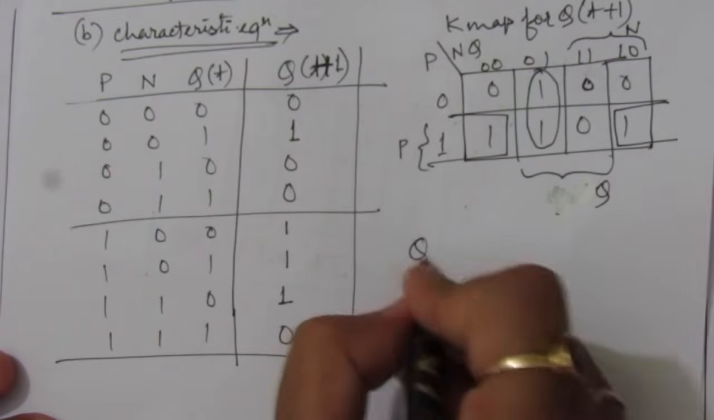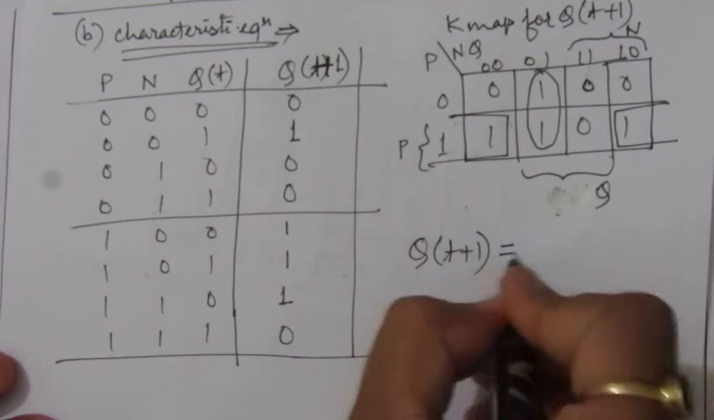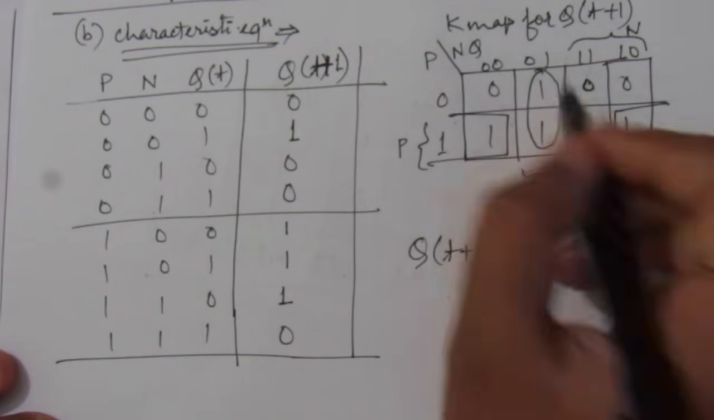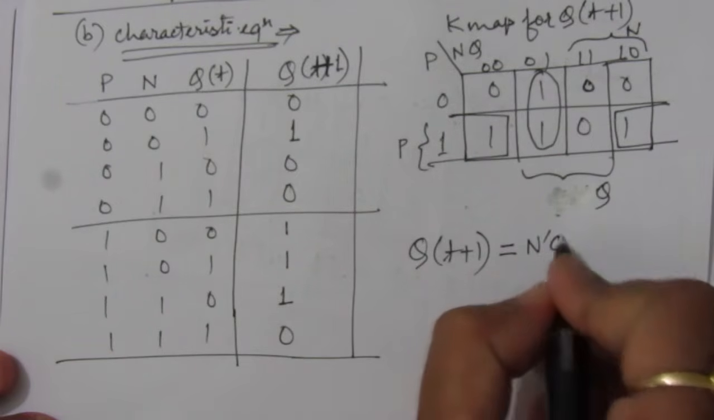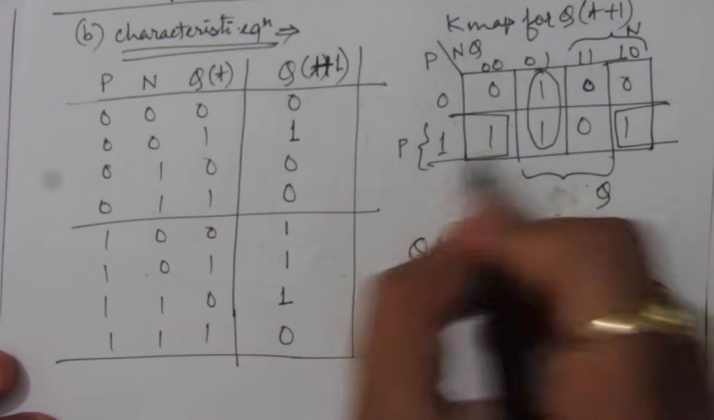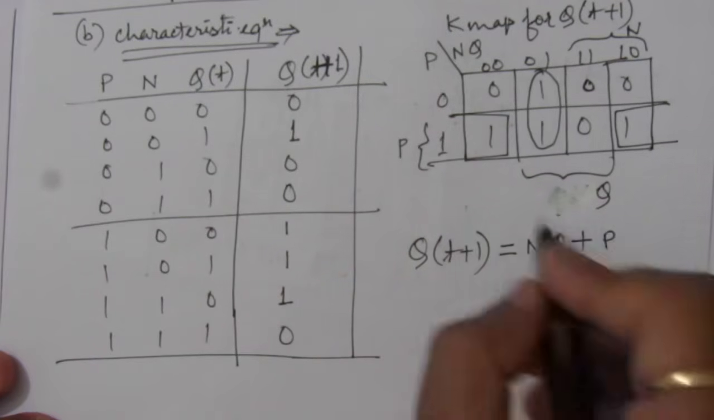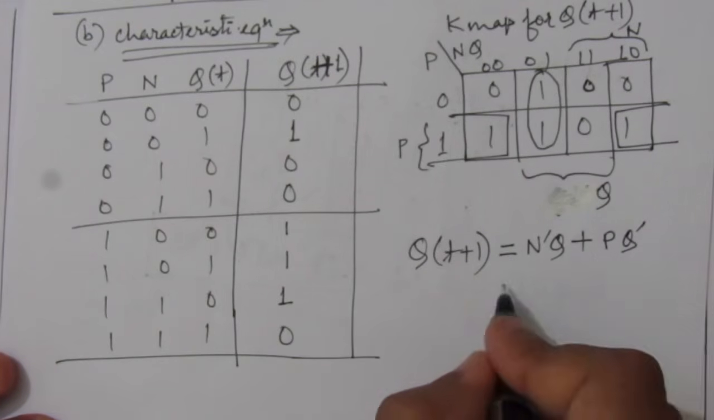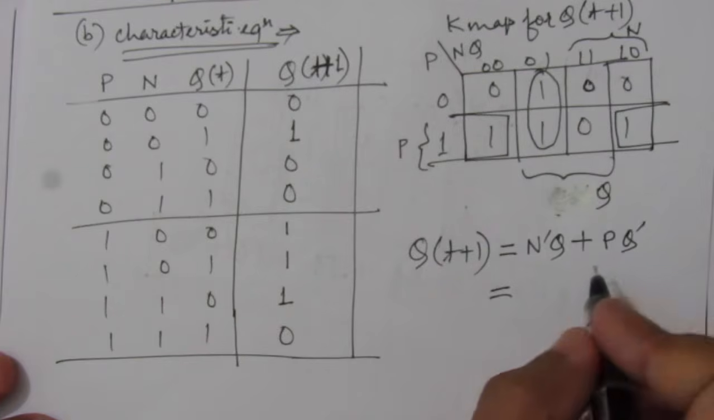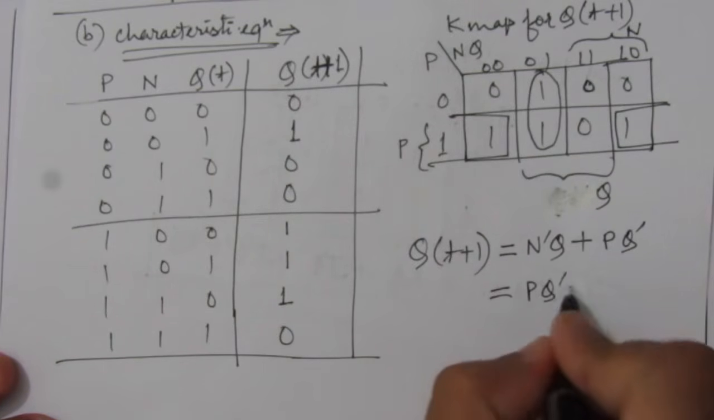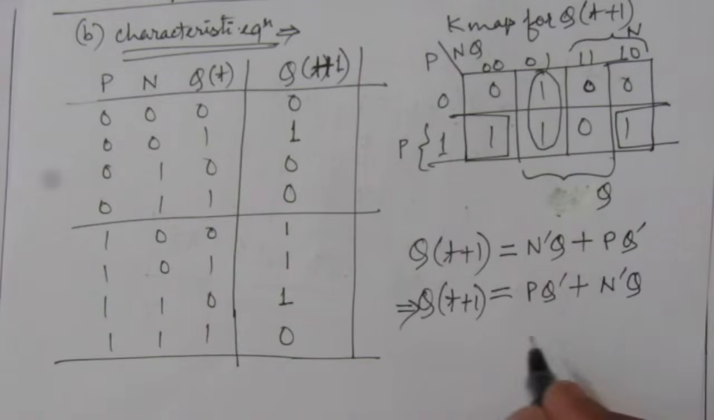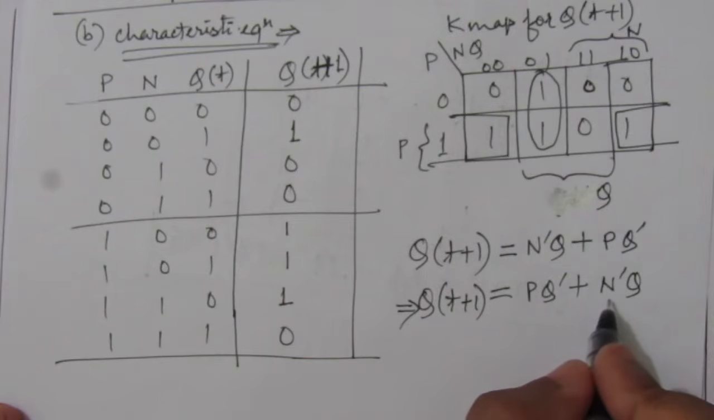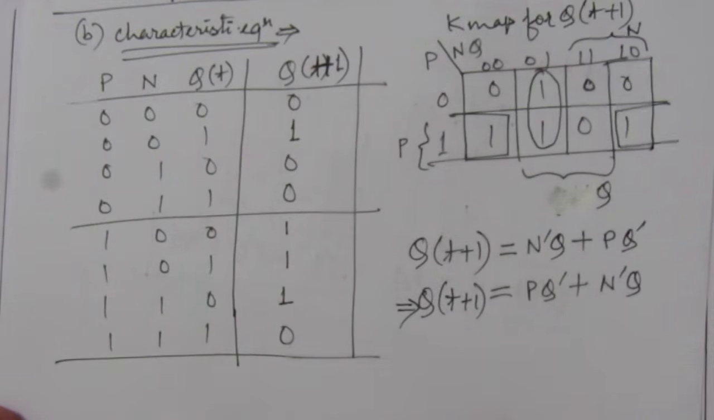Okay, so we'll have Q(t+1). This is the characteristic equation. From this term we'll have N bar Q, N complement Q, plus, and from this combination we'll have P and Q bar, Q complement. Okay, so this is the characteristic equation, or we can rewrite it as P Q bar plus N bar Q. This is nothing but the characteristic equation of a JK flip-flop, where J is P here and K is N here. Now let us go to our third part of the problem.